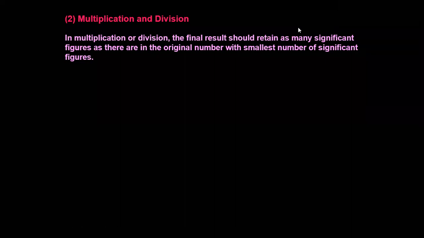Now, we'll see one example. 1.21 into 36.72, I am doing. When I am doing this multiplication, I am getting 44.4312. So what are the least significant figures in the given data? 1.21 has 2 decimal places, so 2 digits are there after the decimal. So in the result also, we have to end up with 2 digits after the decimal. 44.4312 is there, so I have to omit this 312.